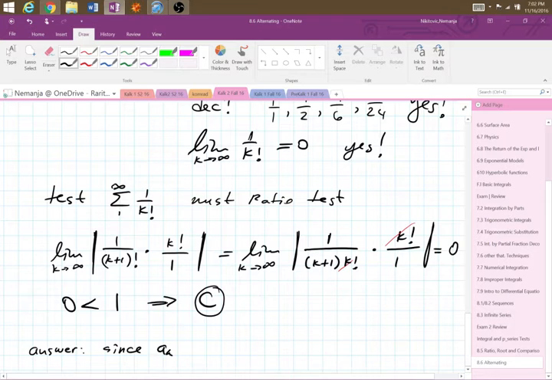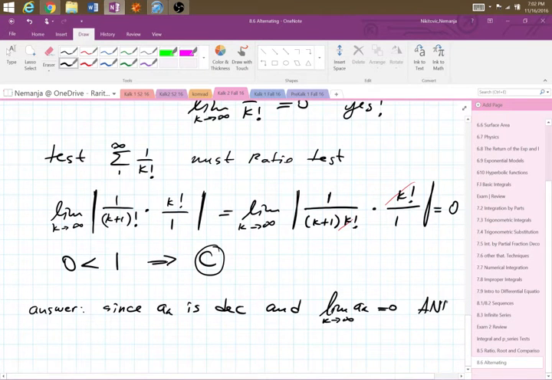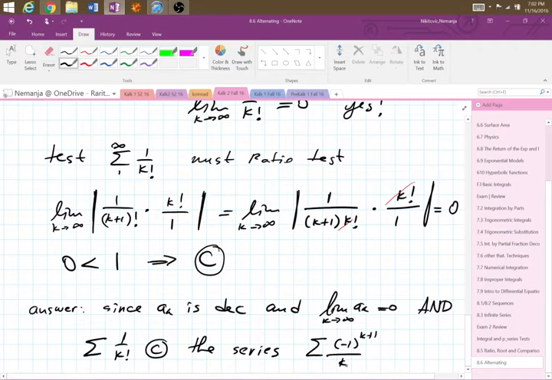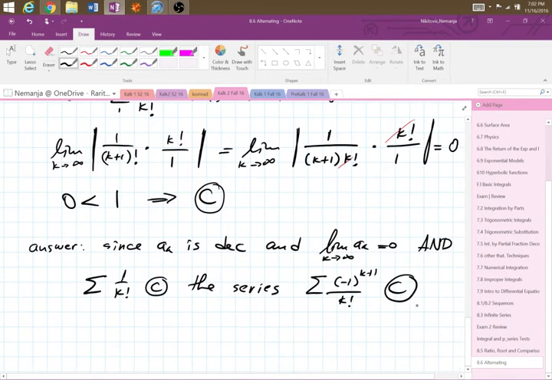Since a_k is decreasing and the limit of a_k as k goes to infinity is 0, and the summation of 1 over k factorial converges, the series summation of negative 1 to the k, plus or minus 1 over k factorial, converges absolutely. So whether you put C, A, C, whatever you put.